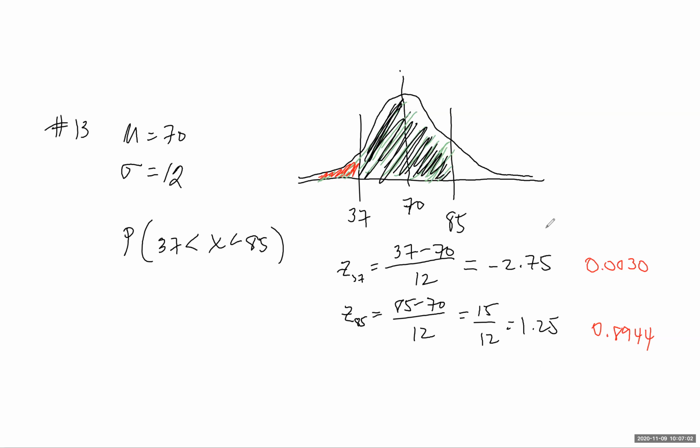So 0.8944 minus 0.0030, we get 0.8914. So the probability that x falls between 37 and 85 is 0.8914.